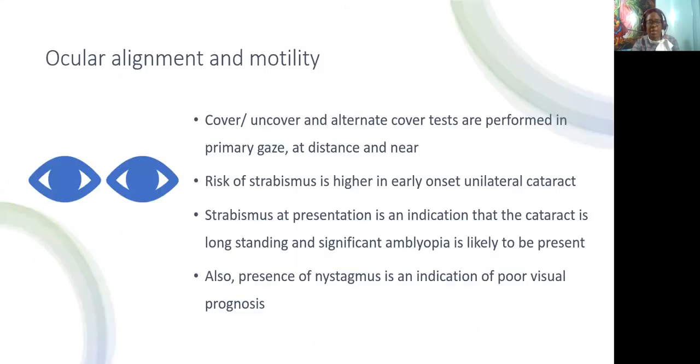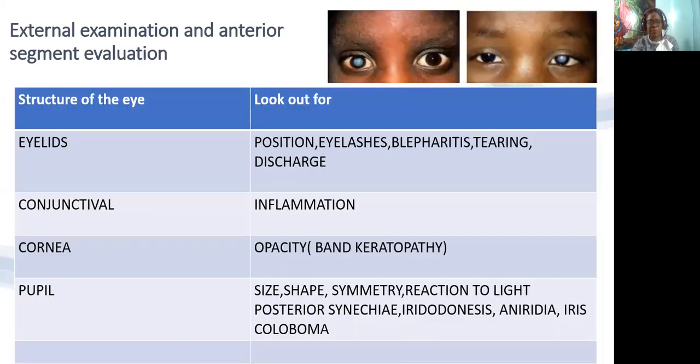For the ocular alignment and motility, we do the cover and uncover test and the alternate cover test, which are performed in the primary gaze, at distance, and at near. Risk of strabismus is higher in early onset unilateral cataract. Therefore, strabismus at presentation is an indication that the cataract is long-standing and significant amblyopia is likely to be present. Also, presence of nystagmus is an indication of poor visual prognosis.